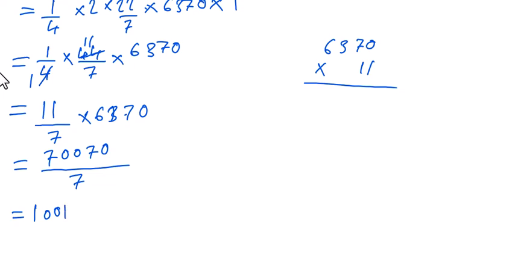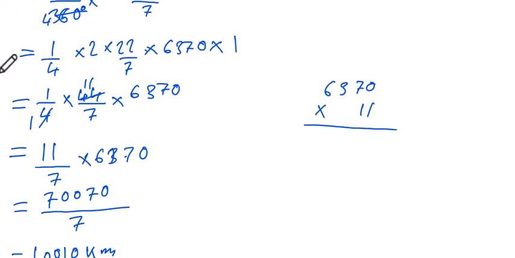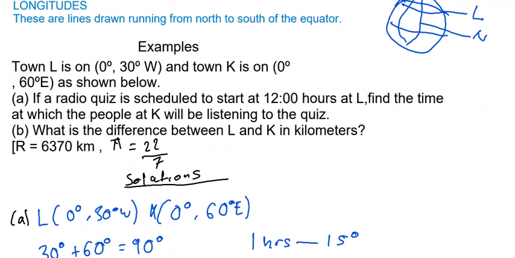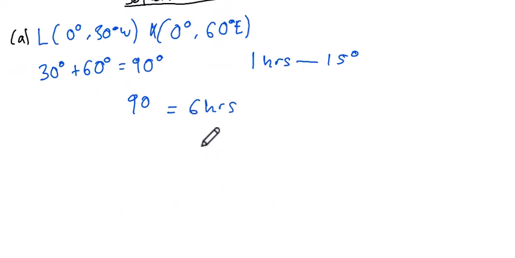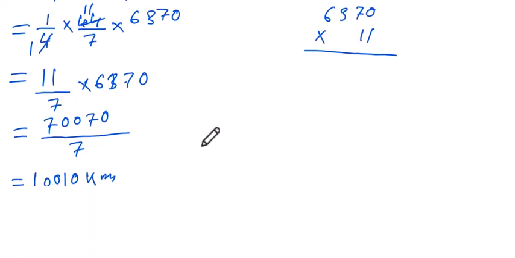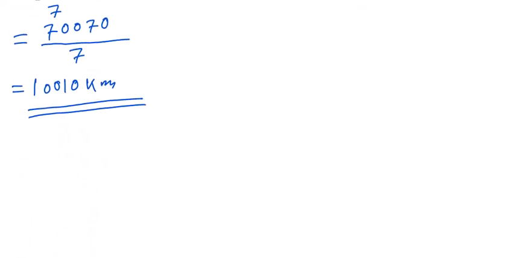then 7 into 0 is just going to be 0, in kilometers. So basically this is how we calculate the difference between L and A in kilometers. So we now look at another question.